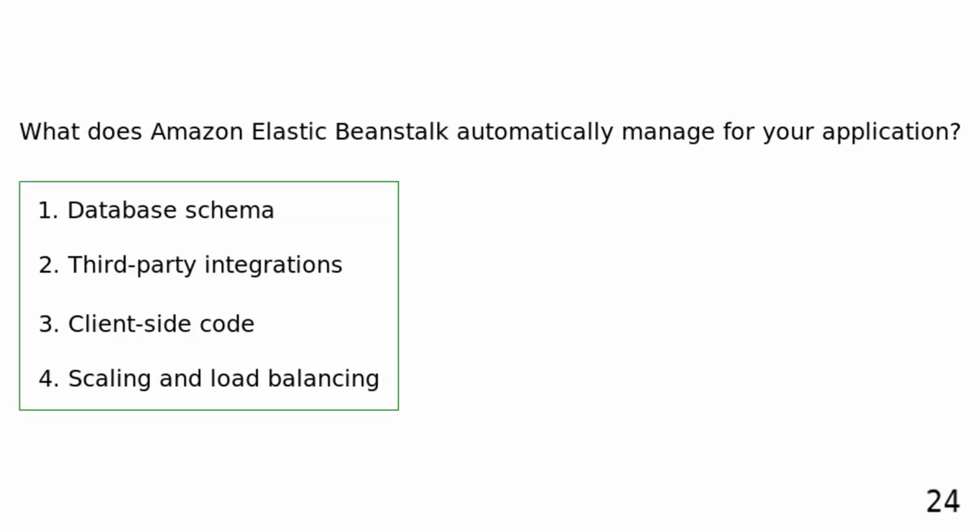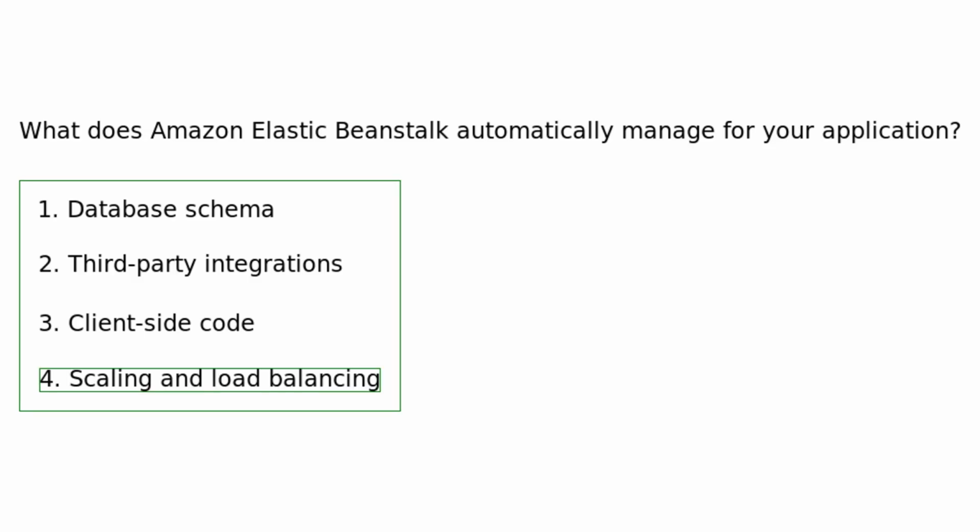What does Amazon Elastic Beanstalk automatically manage for your application? Database schema. Third-party integrations. Client-side code. Scaling and load balancing. Elastic Beanstalk automatically handles the scaling and load balancing of your application to meet demand.